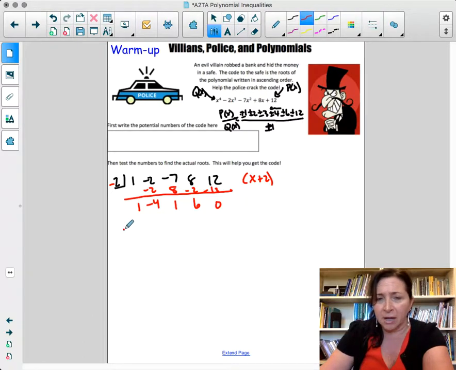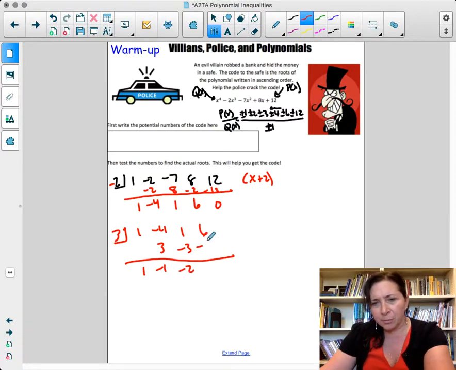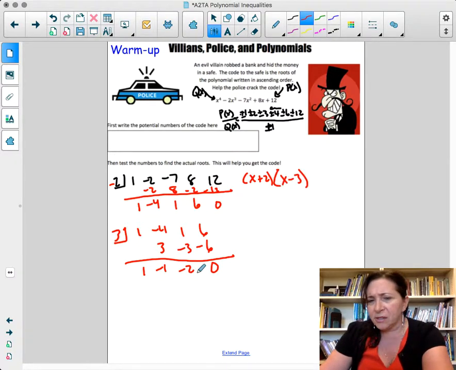And now I'm going to plug in 3 or negative 3. I'll start with 3. Okay, so take these numbers 1, negative 4, 1, and 6. Add down, multiply across, add down, multiply across, add down, multiply across, I get negative 6. So I found another 0. So that's going to be x minus 3. This is what's left.